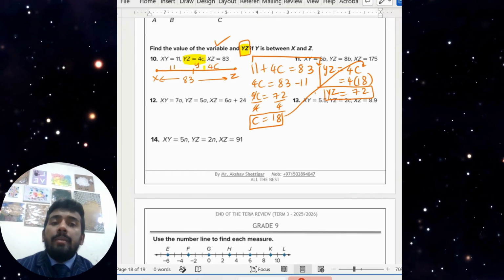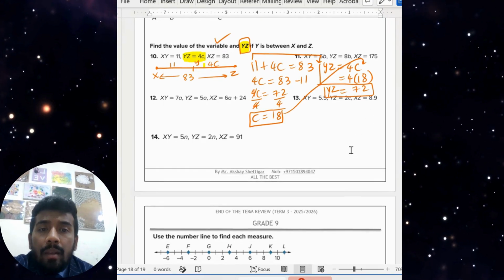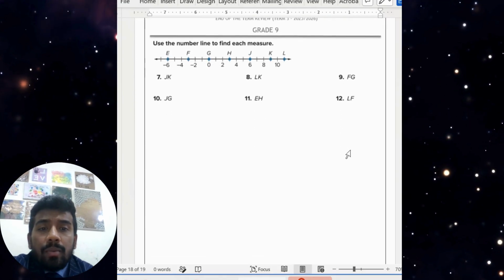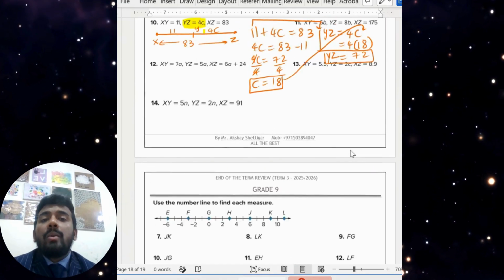So we did this kind of question. Use the number line to find the measure. We did this also. So we have concluded our EOT.